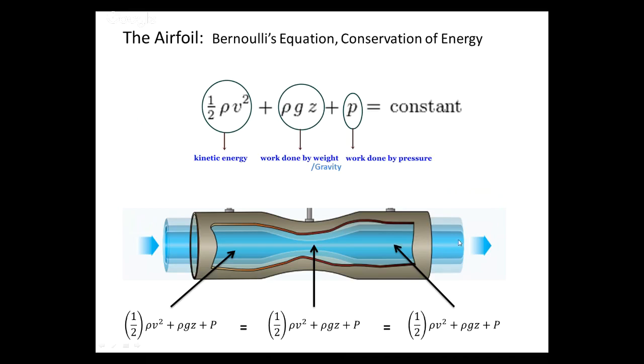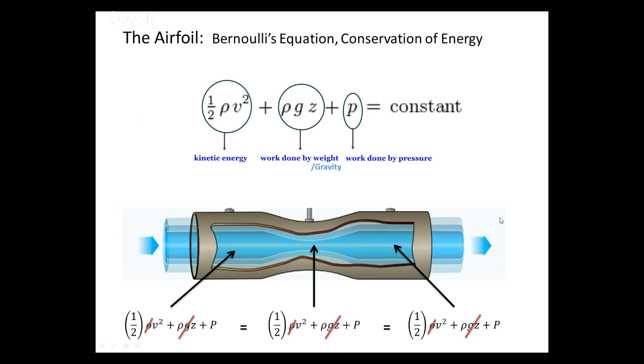Does that all make sense so far? Okay. This is the final part. We already said gravity's not doing any work on the fluid, right? The fluid's also not changing. It's air or water, and it's not changing density. So we're going to go ahead and cross out density. The density of the fluid is not changing.